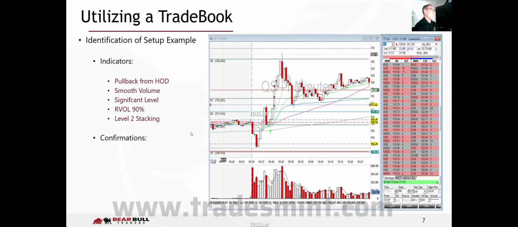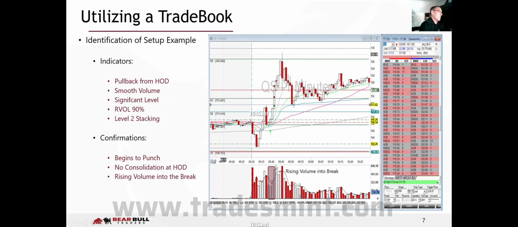And this is when I'm waiting. I'm just looking at the stock, waiting for it to do what I want it to do, because the confirmations tell me that this is a high probability trade if these three things happen. One, it begins to punch back up to the high of day. There's no consolidation at that high of day, which is also near a significant level, right? And most importantly for me, there's rising volume into the break.